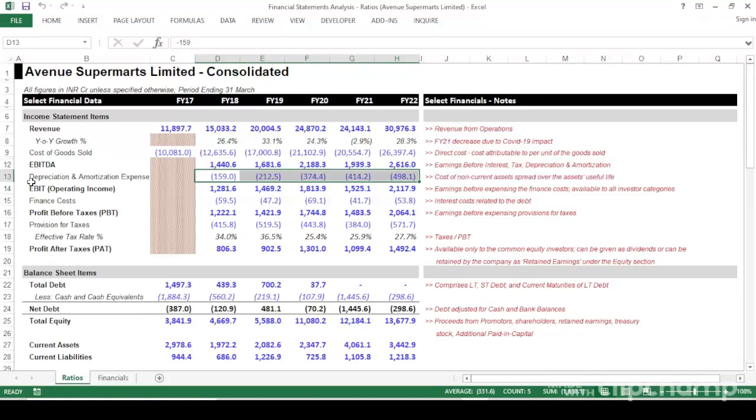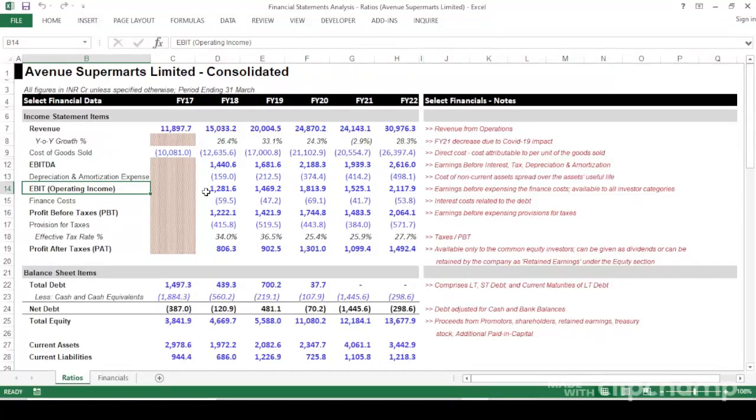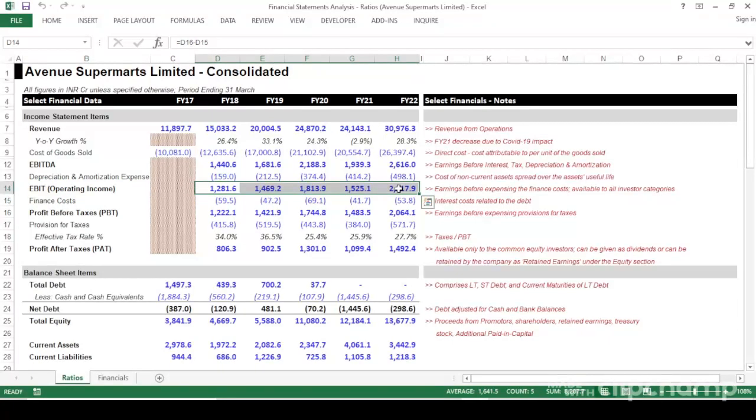Let's move on and talk about the next metric, that is EBIT. EBIT is called the operating income. So whatever the company has generated from its operations. And this is before expensing the interest and tax. This is the income that is available to all the investors, including the debt investors and the equity investors, or for that matter, the preference shareholders, so all the investors.